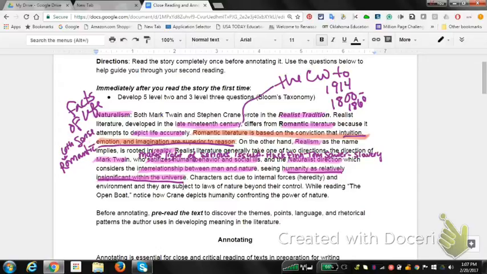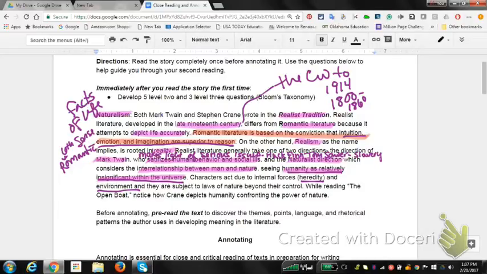Characters act due to internal forces, heredity, survival, and the environment, okay? How does a person survive? One of the best naturalistic movies that I can tell you, goodness, Castaway. I had to think for a minute. Castaway, Tom Hanks. He has to figure out how to survive. He has to use what he has in order to make his world, and he survives.